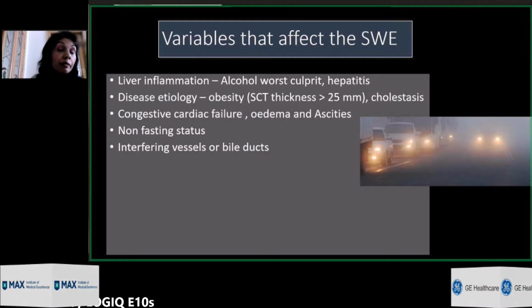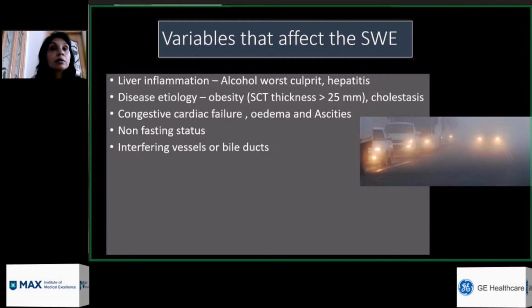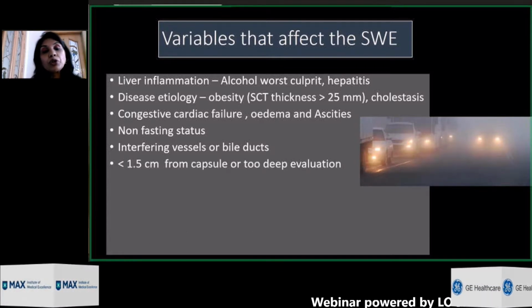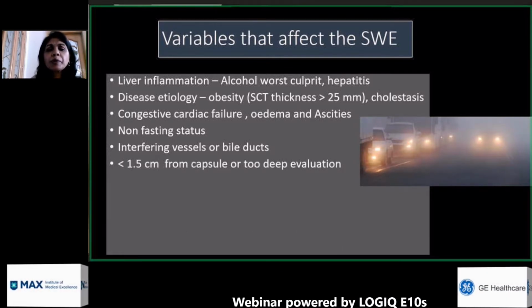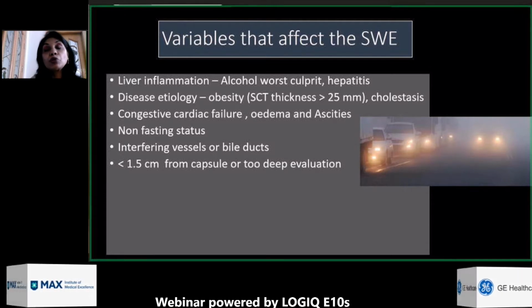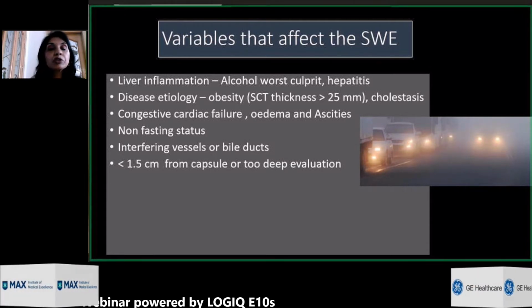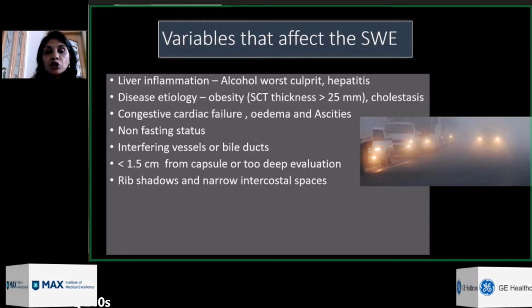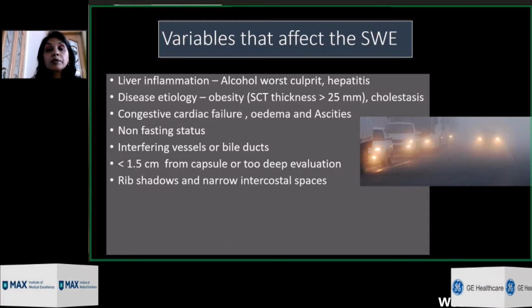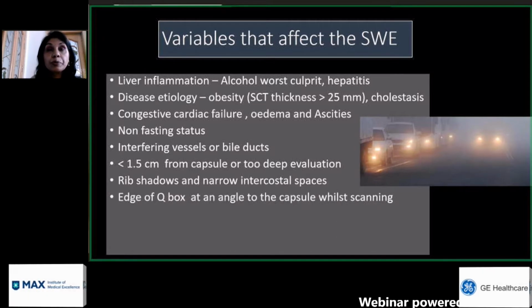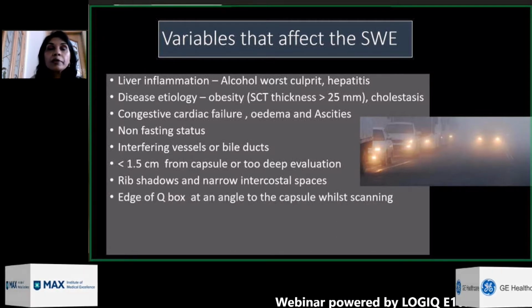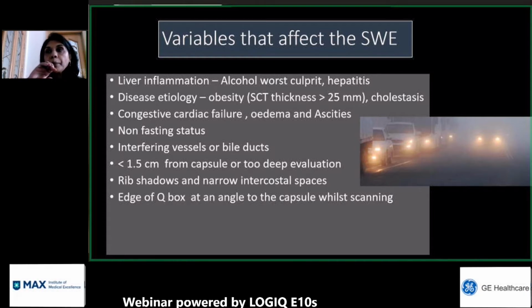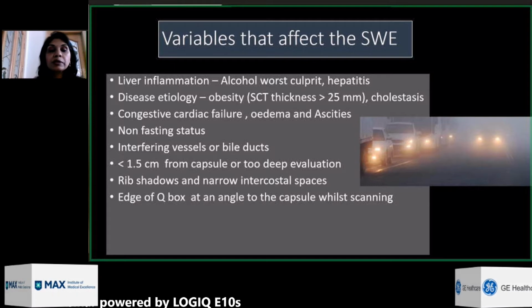The interfering vessels, bile ducts, nodules, those are all very important parts. Putting your Q box less than 1.5 centimeters from the capsule or too deep, that means greater than 6 centimeters from the skin surface, would definitely lead to variability in the results. Rib shadows or narrow intercostal spaces again give us erroneous values, so it's important that you should avoid them. And one way to avoid this is to keep the probe parallel in between the intercostal spaces.